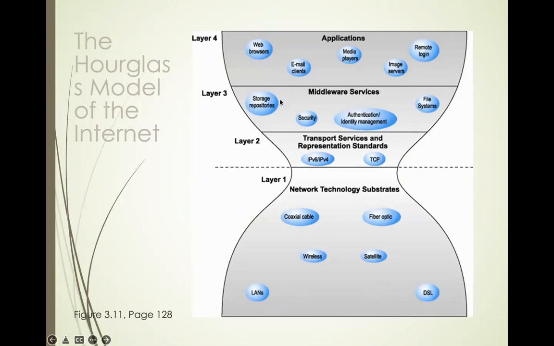The middleware services are layer 3. We have storage, repositories, security, authentication or identity management, file systems. And the top one is the application layer, or layer 4. We have web browsers, email clients, media players, image servers, remote logins. So these compose the hourglass model of the internet.